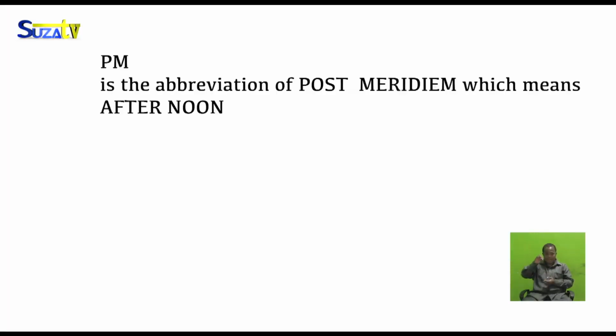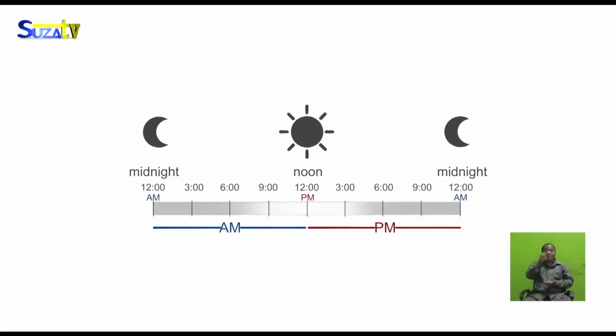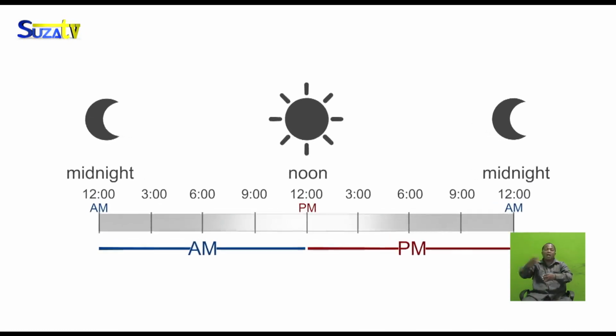Very good, Mariam. PM is the abbreviation of post-meridian, which means after noon. This is afternoon. AM is before noon, PM is after noon. Are we together? Can you tell me the origin, country of these words? Yes, Ali. Both are Latin words. Very good. AM and PM, both are Latin words. How wonderful you are. You are absolutely correct.